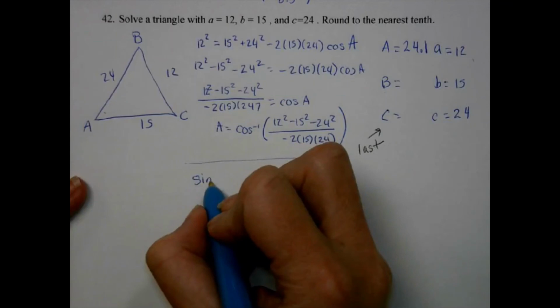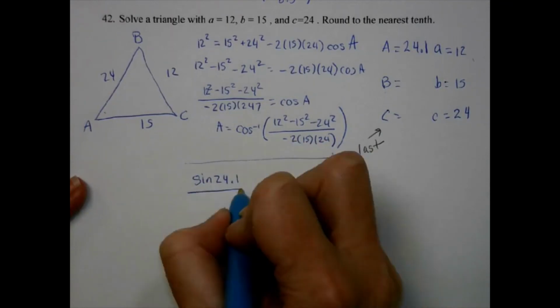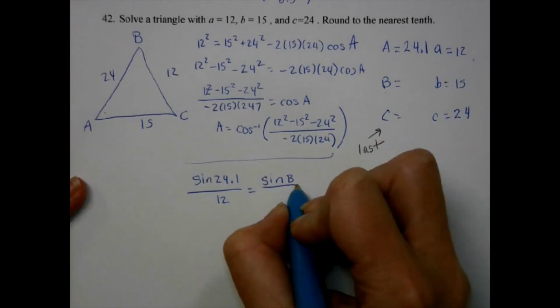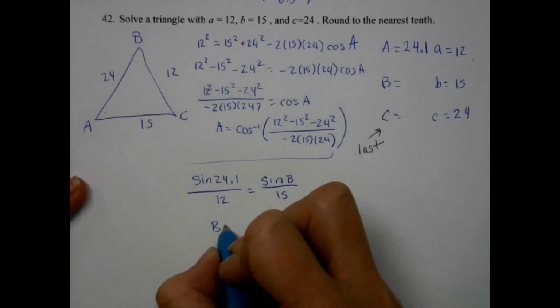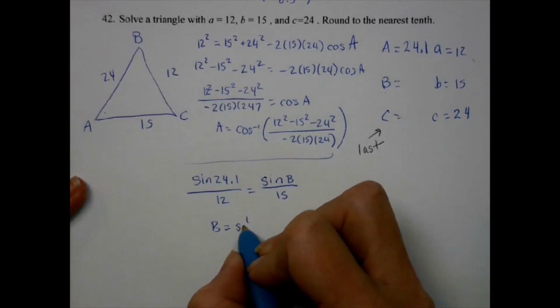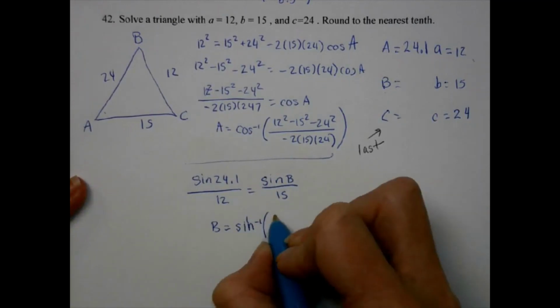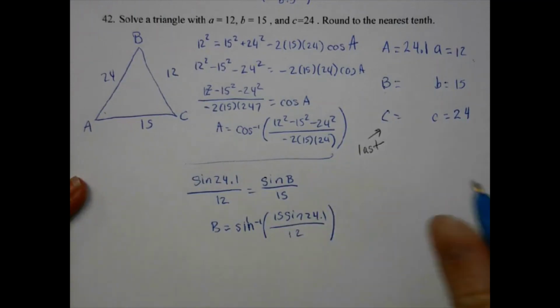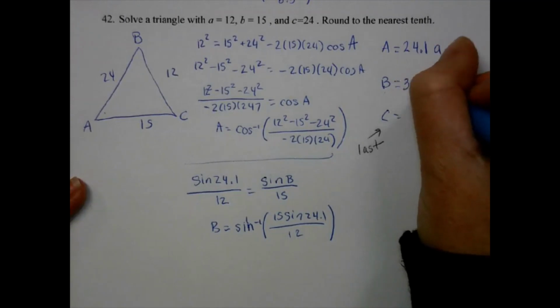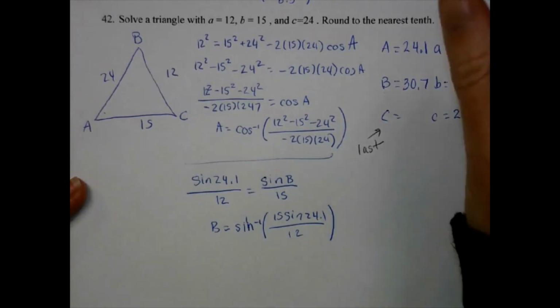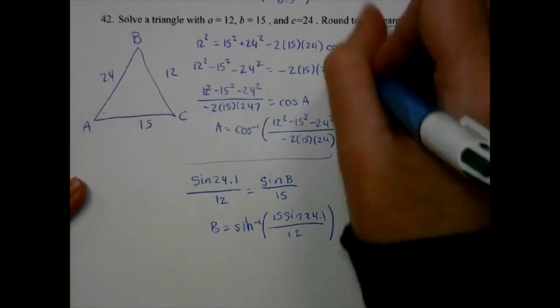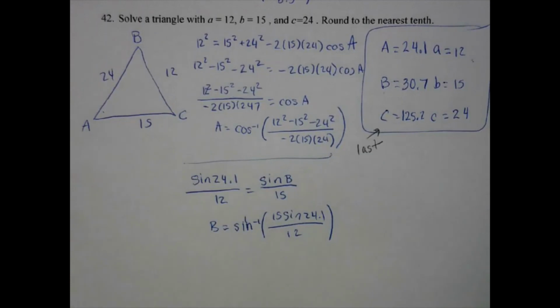We'll use our newfound 24.1 with the 12, sine b over 15. So 15 sine 24.1 over 12 gives us 30.7 for b. So my last one, which again is obtuse, is 125.2. So these are the questions that you can expect to be on your pre-calculus final. Good luck.